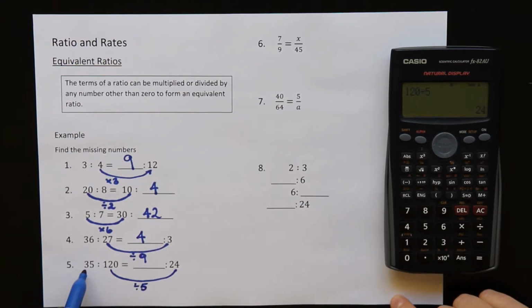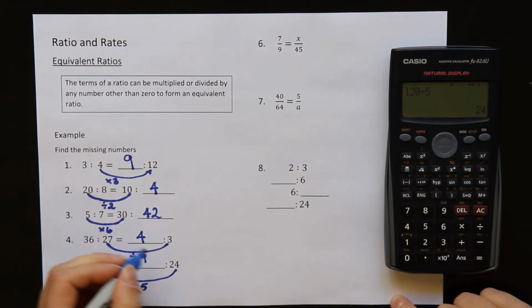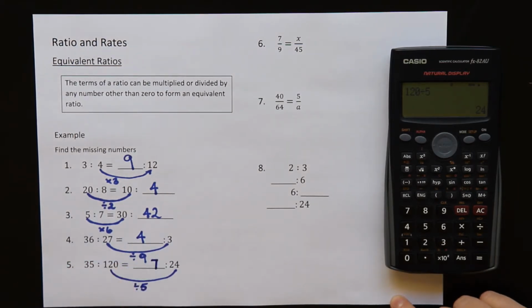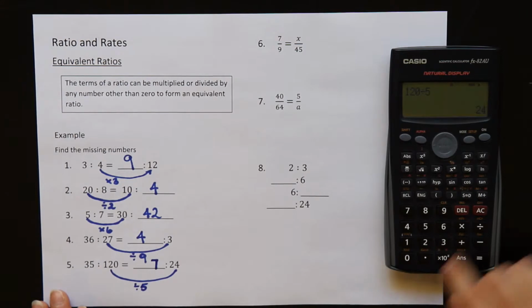So I have to do the same thing here for the 35. 35 divided by 5 is 7. Sorry, that's a bit squashy in there.